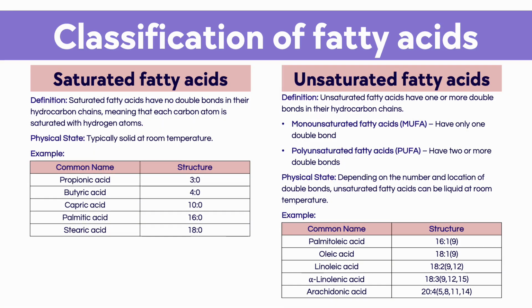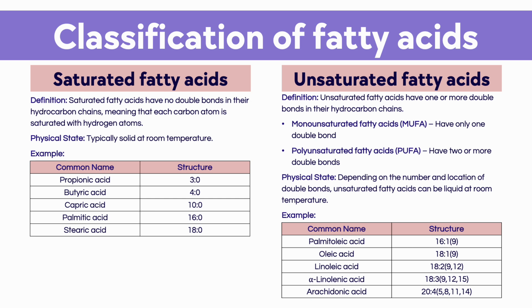Fatty acids can be categorized as saturated or unsaturated. Saturated fatty acids are characterized by the absence of double bonds in their hydrocarbon chains, signifying that each carbon atom is fully saturated with hydrogen atoms. These fatty acids tend to be solid at room temperature. Examples include propionic acid, 3 carbons, butyric acid, 4 carbons, capric acid, 10 carbons, palmitic acid, 16 carbons, and stearic acid, 18 carbons.